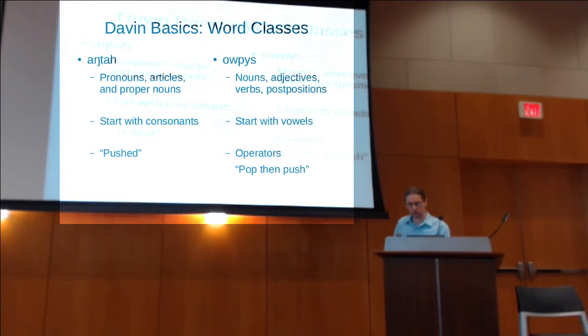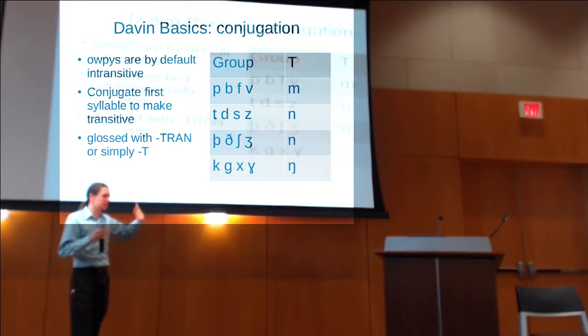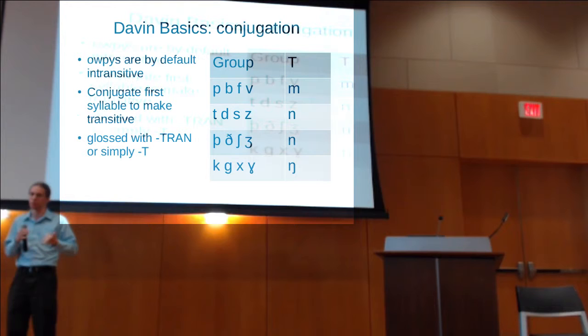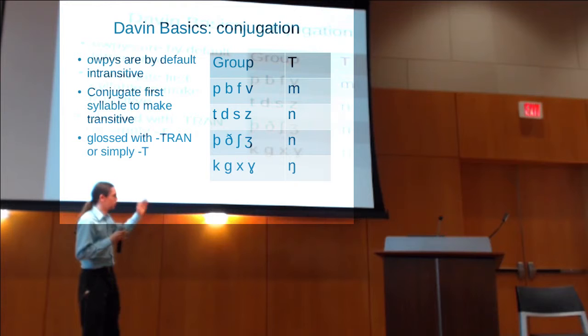This is the only conjugation and morphological structure in the language: the default form is intransitive, and you can make a verb transitive by assimilating a nasal to the first consonant in the opus. Now remember, opus begin with vowels, so the first consonant won't be the first letter. So if you have a word like entendre, the assimilation would be entendre. And there's a group of consonants that we just ignore, and another group we have to assimilate by putting an L in front, because we can't assimilate a nasal to them since they are already nasal.